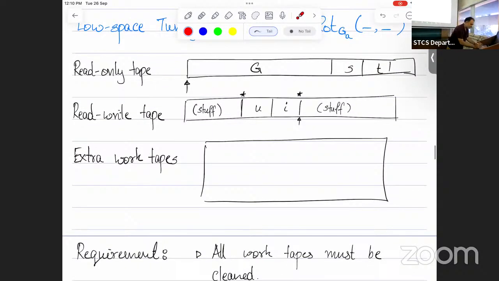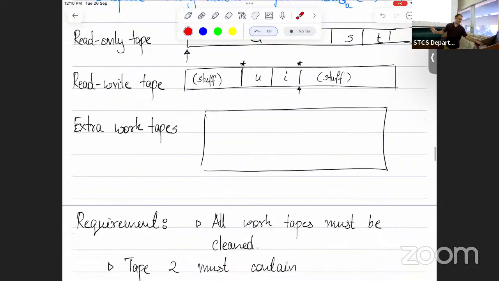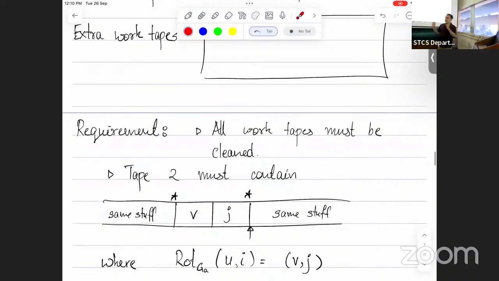And what I want to do is I want to replace u comma i with v comma j, where v and j were the corresponding output of the rotation maps. It's just that if there were stuff to the right and the left of these marked points, I don't want that stuff to get messed up at all. Whatever is that stuff is going to stay.